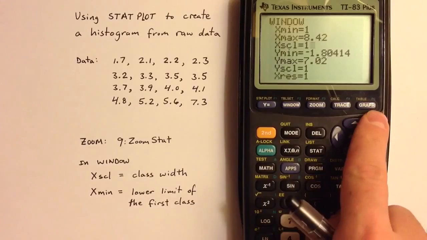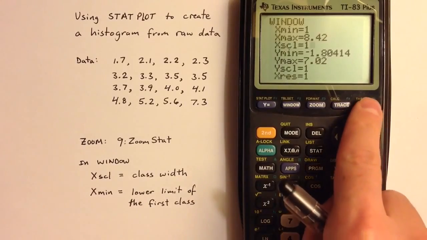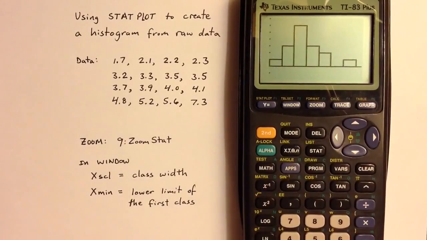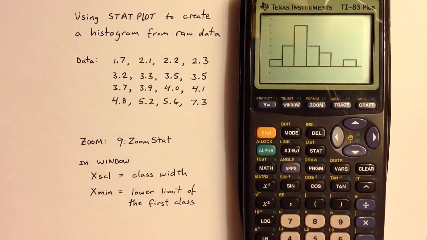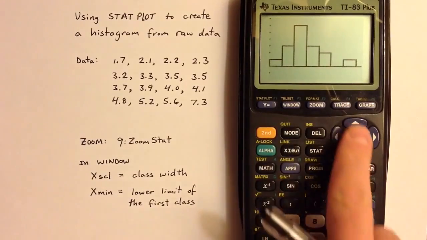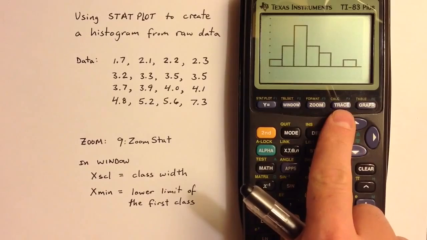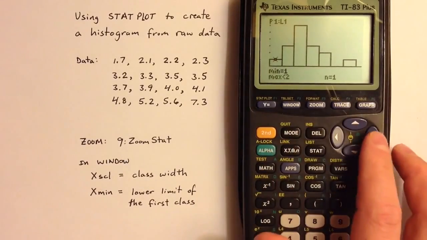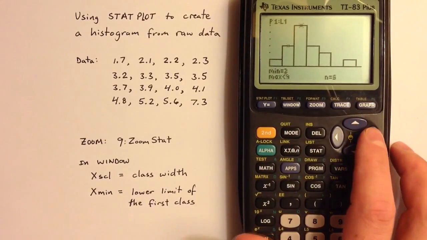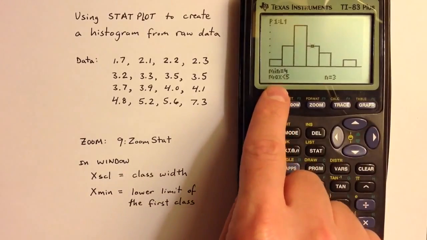And then if I press graph, I'll go back to the graph screen and I'll see a slightly different histogram. It's for the same data, but it's a slightly different histogram now. The trace key is kind of a nice feature. I can use the trace key to go from bar to bar, and I can see the minimum value of the bar and the maximum.